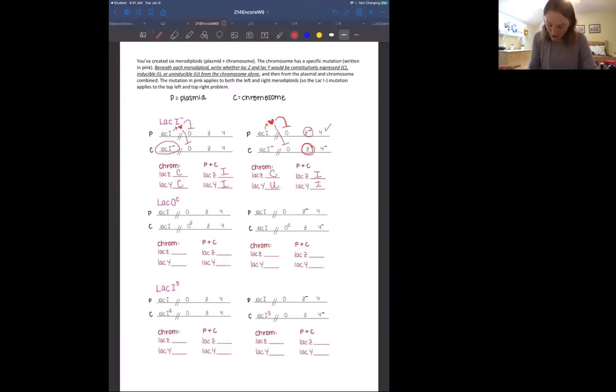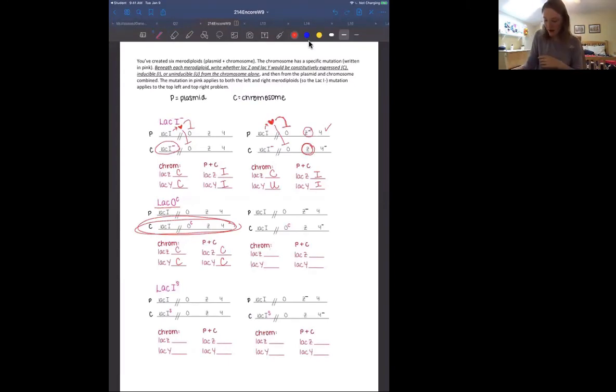Okay. So our next mutation here is a LAC-OC. So we have a constitutive operator. That means that if we're just looking at the chromosome alone, Z is going to be constitutive, and Y is also going to be constitutive. And then if we insert a wild type copy of the plasmid, it doesn't matter because that constitutive operator, remember, it's a cis mutation, so it can't be rescued. So we're just always getting constitutive expression of Z and Y coming from this chromosome right here. So Z and Y are still going to be constitutive.